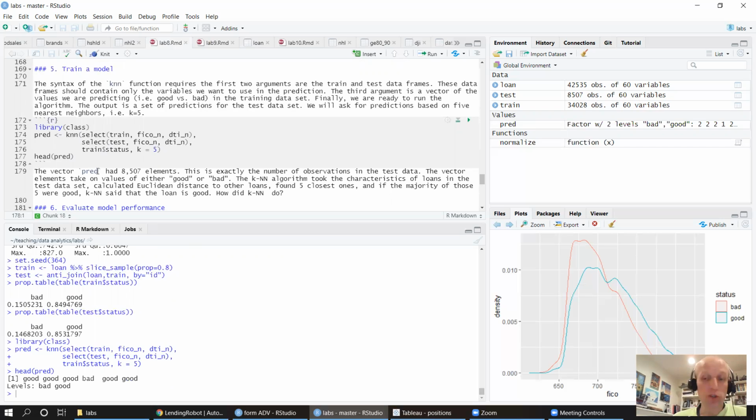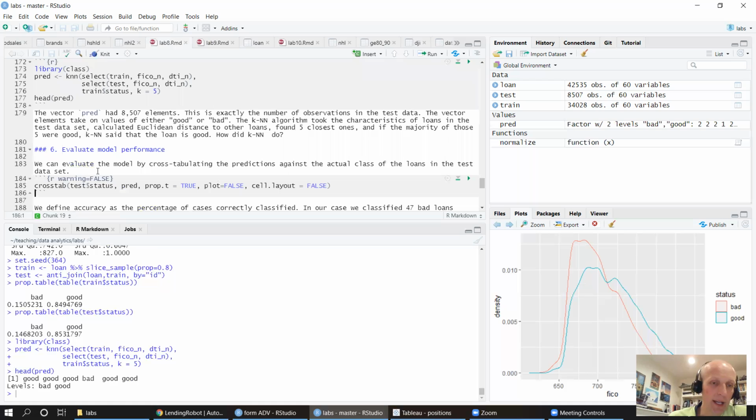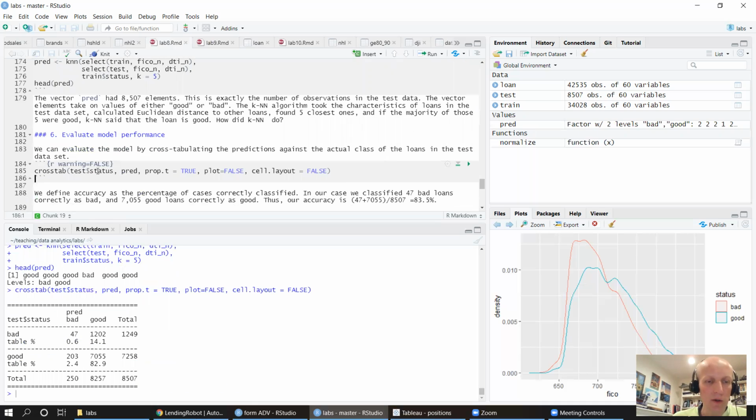Obviously, KNN didn't know which loans are good and which are bad, but we do know that because we just hid that information from KNN. Now we can evaluate KNN's performance by cross-tabulating the actual status, which is in test$status, and the pred vector, the predicted status. And that's what we do here on line 185. And this is the cross tabulation.